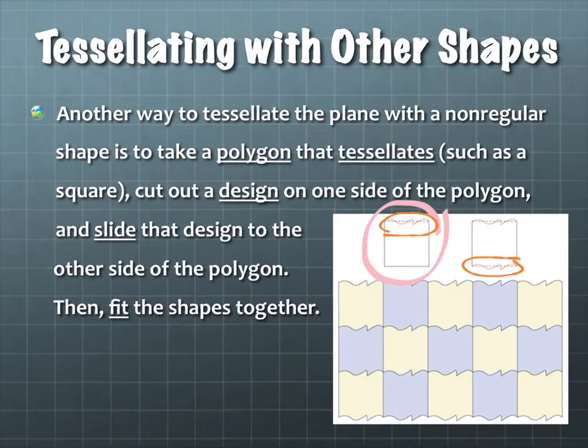So what you're doing is you're taking a slide. Let me read the words that it actually says. So a polygon that tessellates, such as a square, you cut the design out of one side of the polygon and slide that design to the other side of the polygon. And then you fit the shapes together. Okay? So this is one that we see used very commonly in a lot of our tiling.